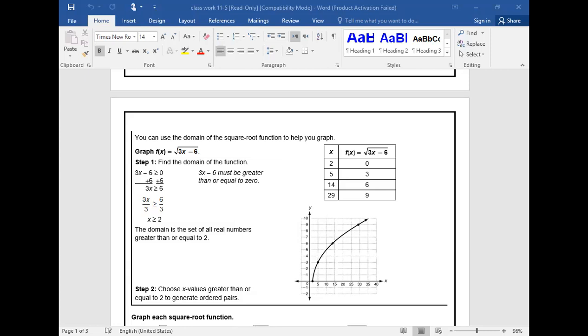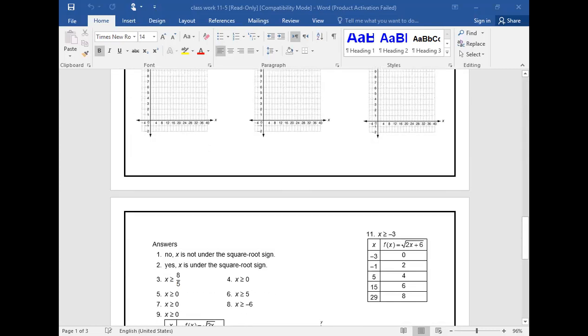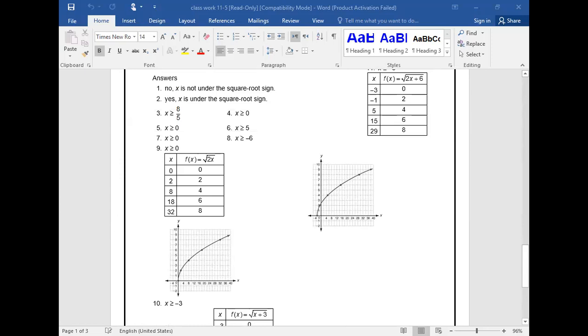So I can make the graph now. It's up to you to choose the numbers, but they should be greater than or equal to 2. These are just random numbers. You can use 2, 3, 10, or 15. It's up to you. But by the end, you will calculate and find the value of y, and then you will represent them graphically. You will choose x values greater than or equal to 2 to generate the ordered pairs. So you can find the answer for different questions, and then you will represent it graphically. So this is the first part.